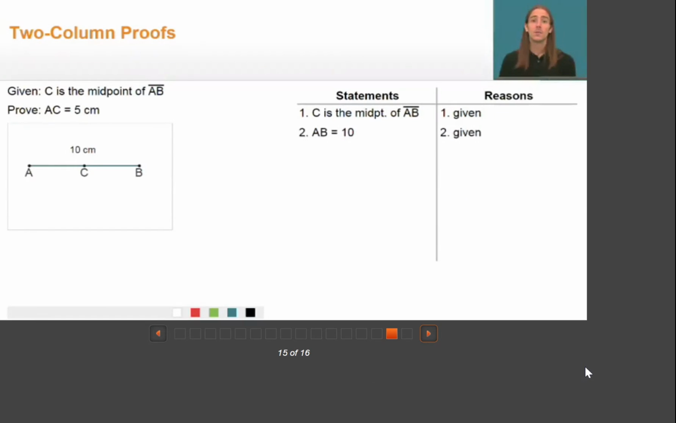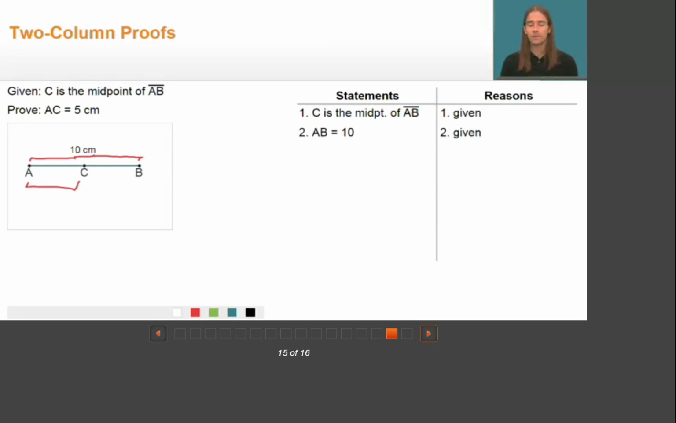Let's see how we can do a two-column proof by taking some information from a diagram. Here we are given that C is the midpoint of line segment AB. And then we're asked to prove that AC is equal to 5 centimeters. So we're asked to prove that the length of that line segment equals 5. And if you look at the diagram, you can see that the entire length of AB is equal to 10 centimeters. That information is just given to us.